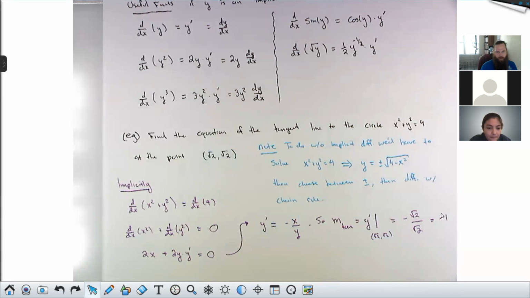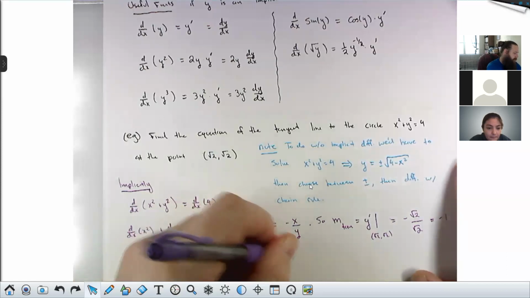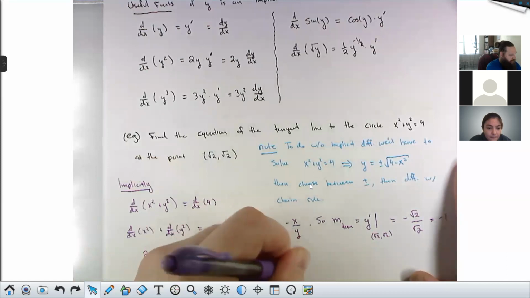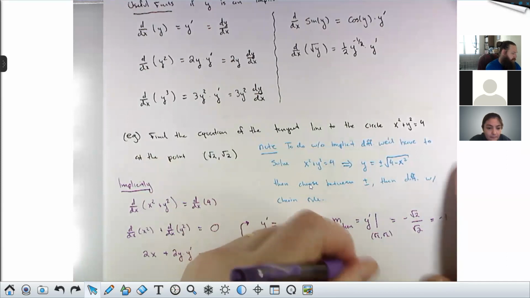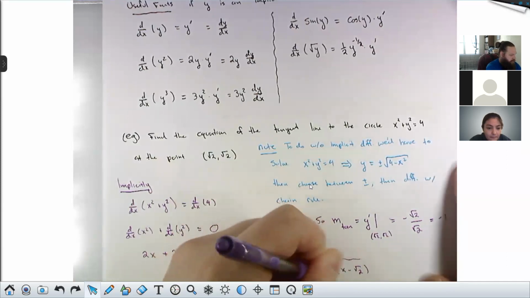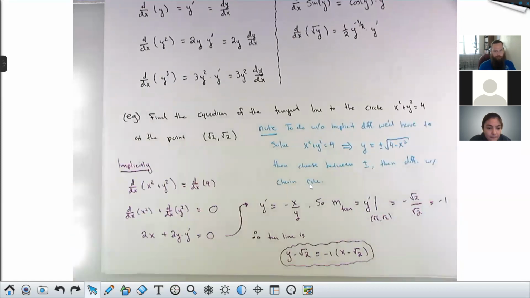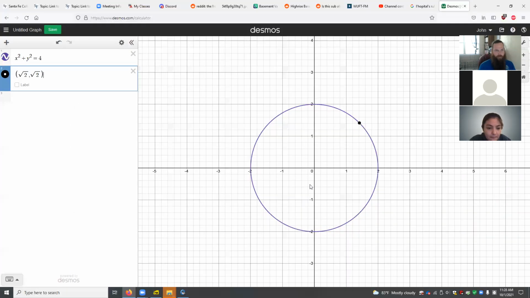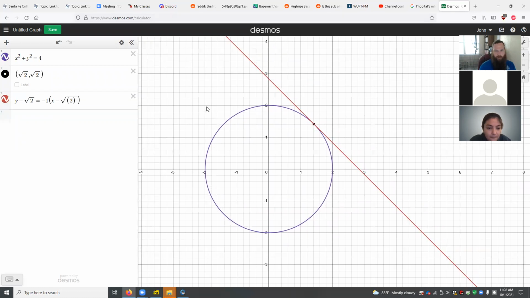And that's it. Now I've got a point and a slope. Here's my point. Here's my slope. Therefore, the tangent line is y minus the square root of 2 equals negative 1 times x minus the square root of 2, using the point-slope formula again. Okay, and you'll see here, if I type that in, there's your tangent line. Not bad, right?